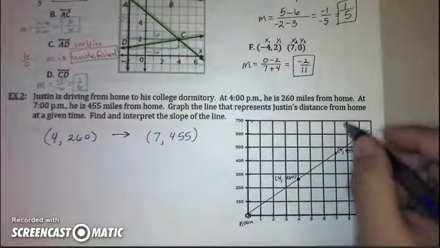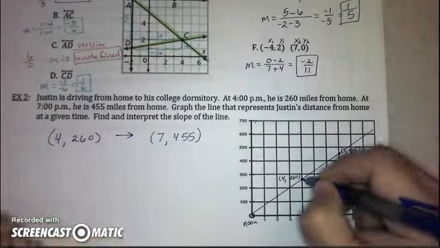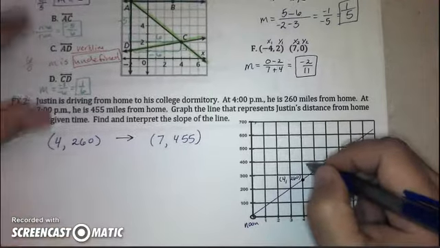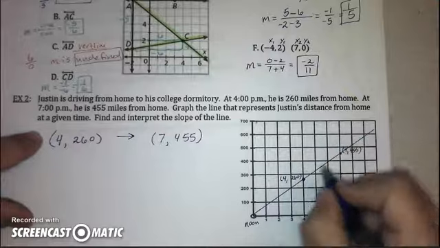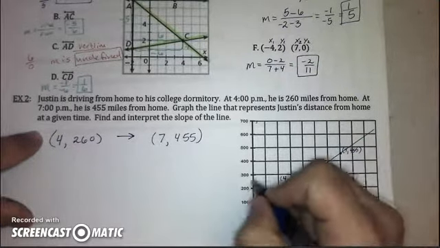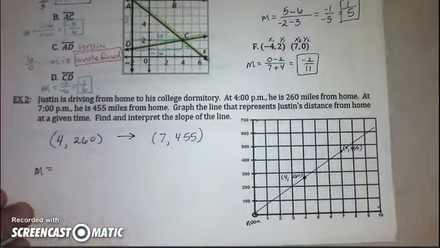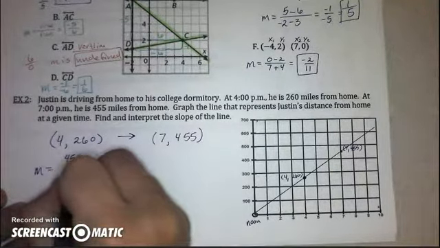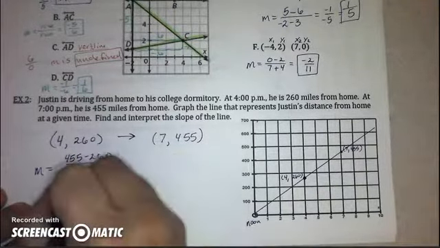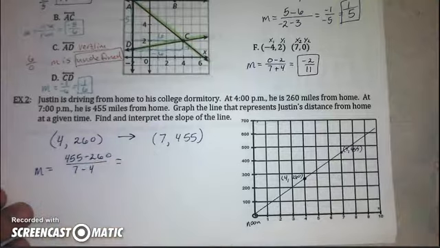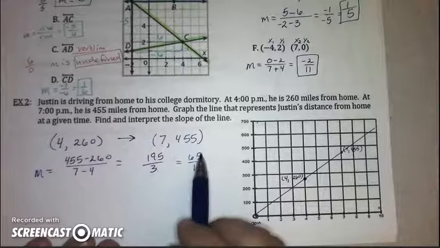Now what we want to do is find and interpret the slope of that line. Now we do not want to try and count like we did in our first few examples up here. We want to use our formula to calculate that slope, because these are not going to work out nice and neat because of the grid that we've chosen. So to find the slope, we actually want to calculate that, starting with 455 minus 260 on top, because those are the y values. Then we would do 7 minus 4 on the bottom, giving us 195 over 3, which simplifies to 65 over 1.